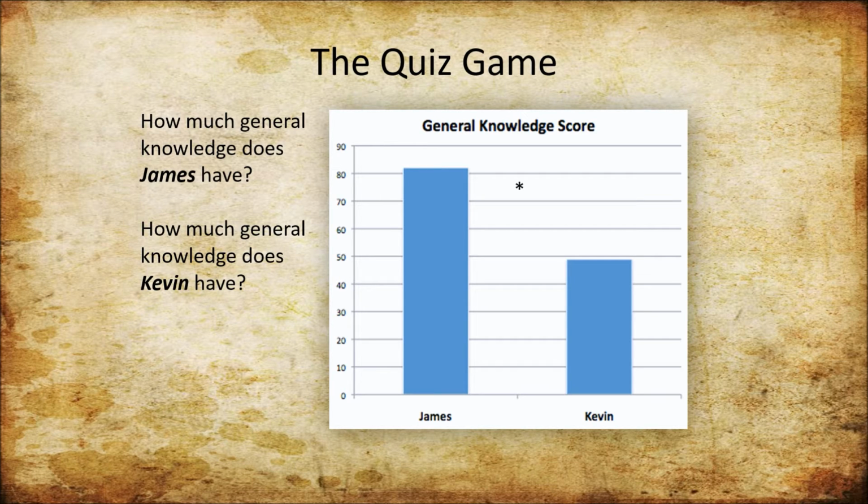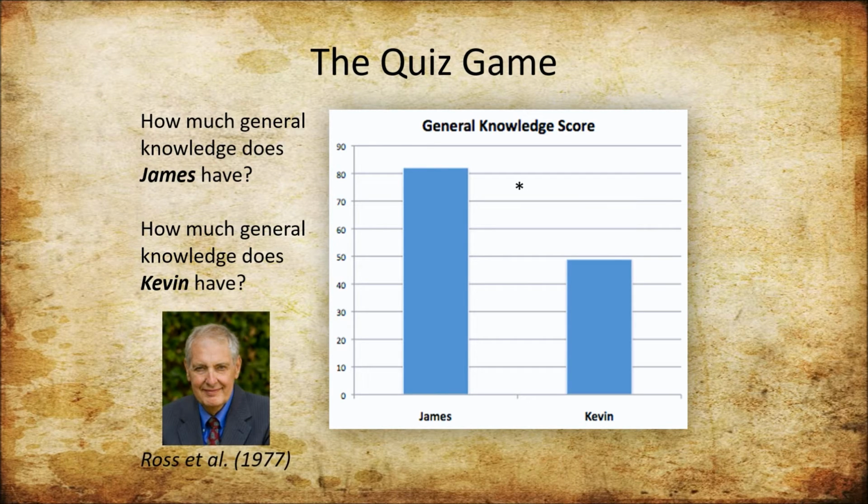This pattern of results is a little bit surprising, given that you could easily imagine that James might perform just as poorly as Kevin had if the roles had been switched. Subjects fail to consider and adjust for this situation, and therefore they make this potentially faulty conclusion, namely that James has more general knowledge than Kevin. And this was a study done over at Stanford University by Lee Ross and his colleagues.